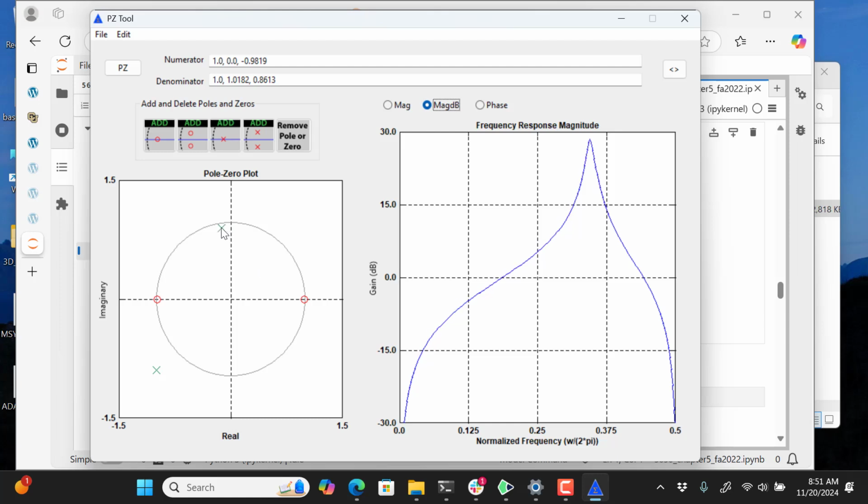For whatever reason, I just lost my mouse control. I can't pull it in. Yeah, something weird is going on here. Yeah, it's acting like there's complex zeros, or poles, I mean.